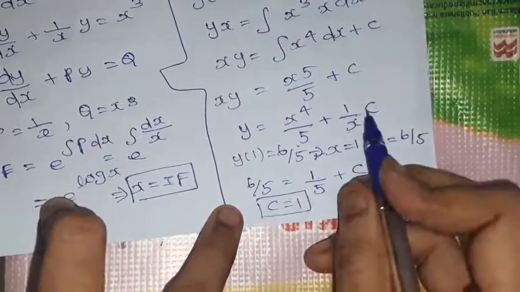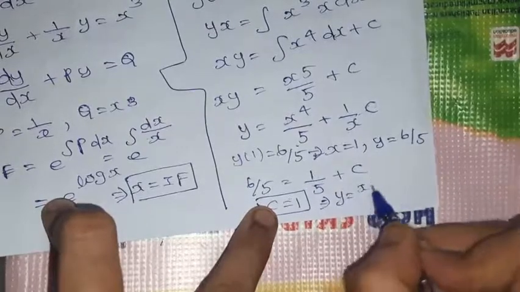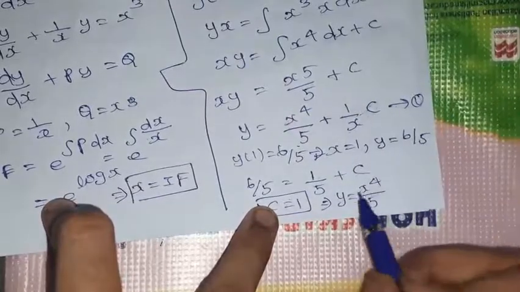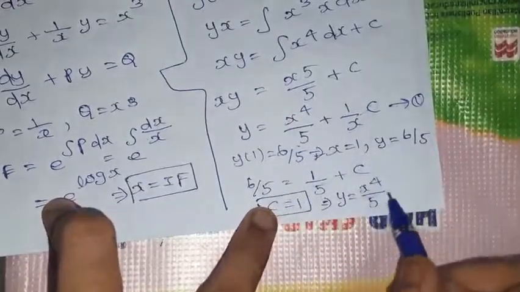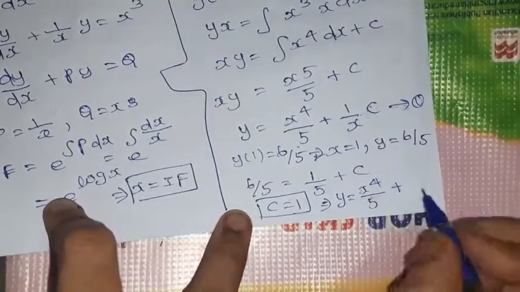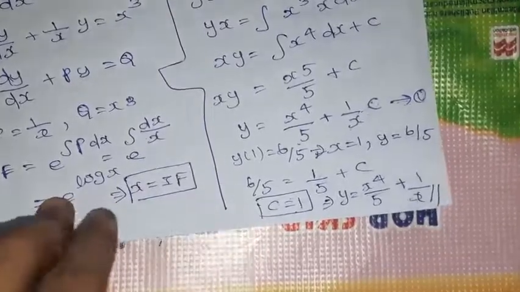Then substitute c equal to 1 in this equation. What will we get? This is the general solution: y equal to x power 4 divided by 5 plus, in place of c substitute 1, so 1 by x. So this is the solution for this problem. Okay, then we'll move on to the next one.